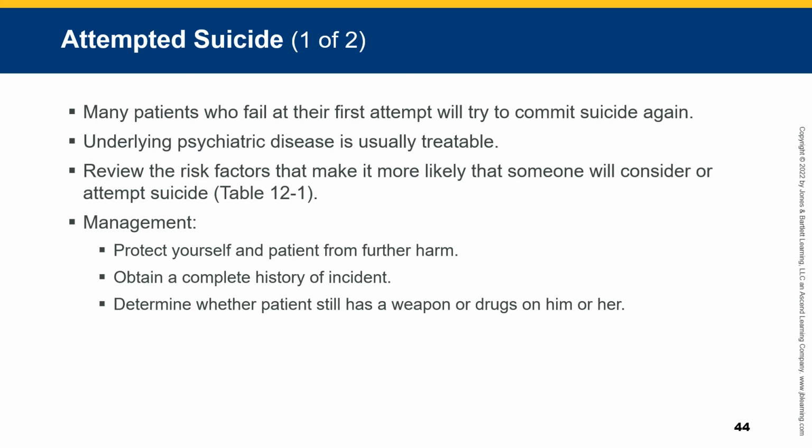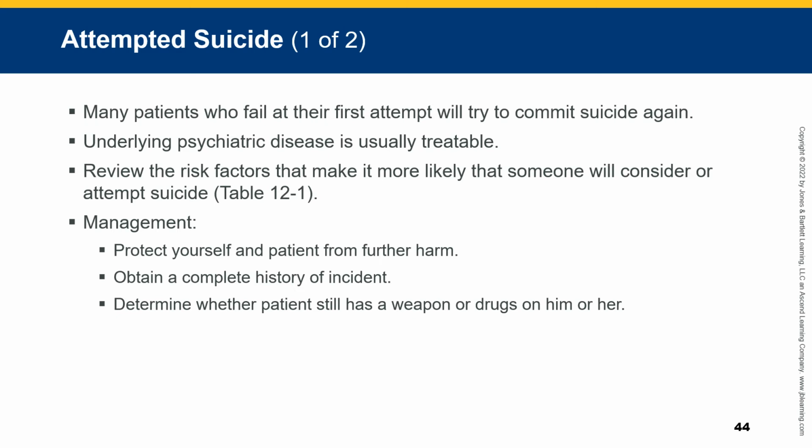Most people who attempt suicide have a serious psychiatric illness such as depression or alcohol or substance abuse, or the patient may be under the influence of drugs and alcohol and attempt suicide a first time. The underlying psychiatric disease is usually treatable, and with proper treatment, the patient will no longer be suicidal. Review the risk factors that make it more likely that someone will consider or attempt suicide, and this is outlined for you in Table 12-1.